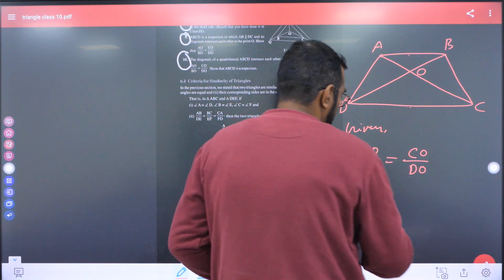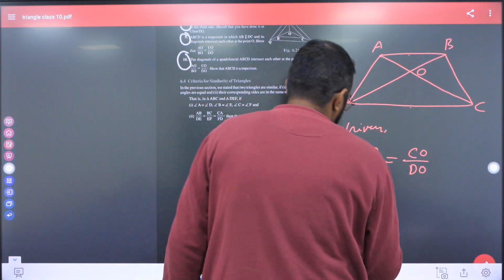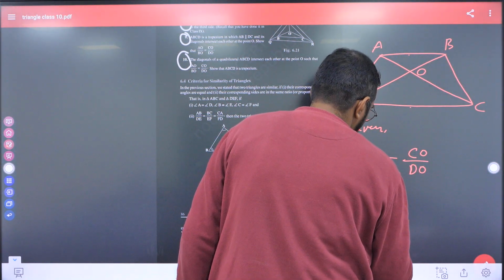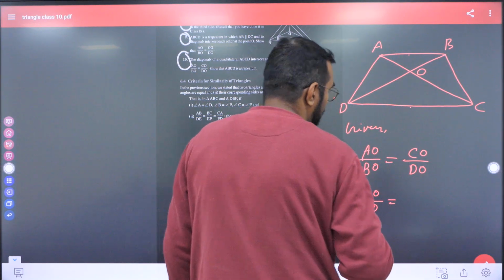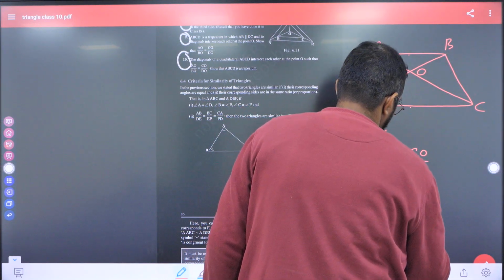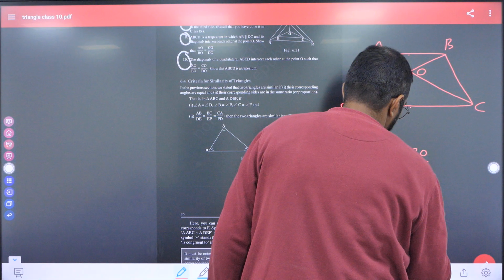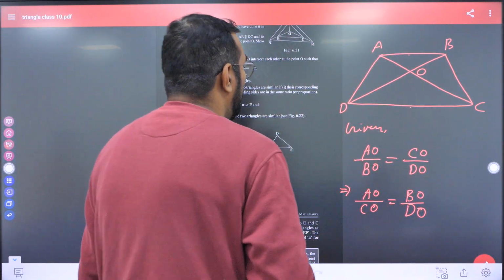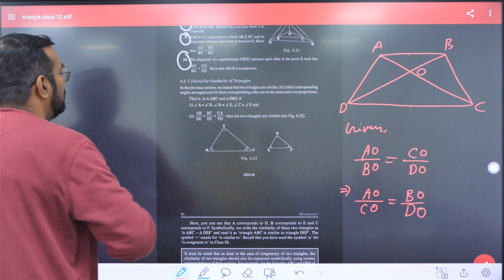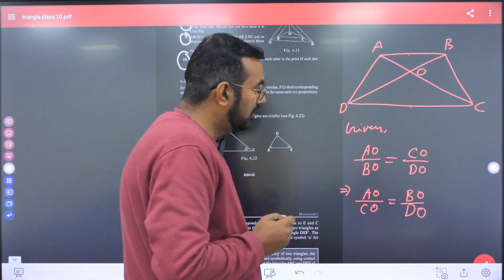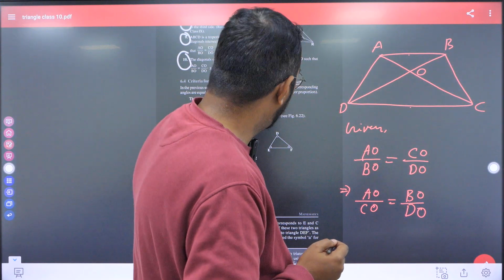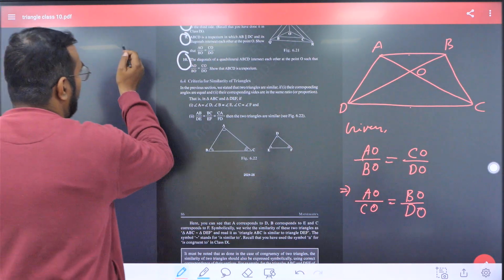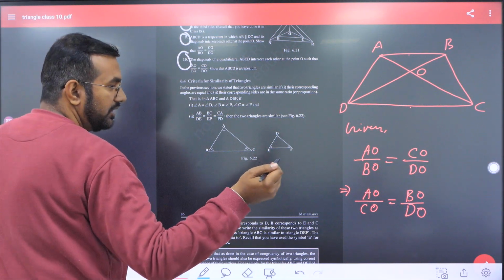So this one is the given. Now you can also write it like this: AO upon CO is equal to BO upon DO. Now we have to make some construction. You will get this point just after. When I write here, you will get the point why we have changed.